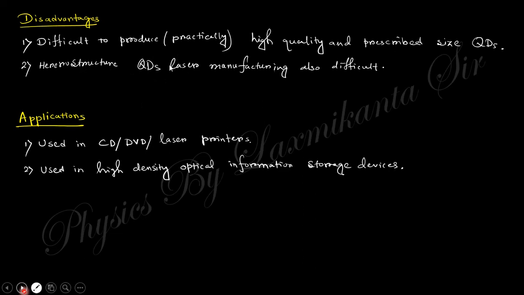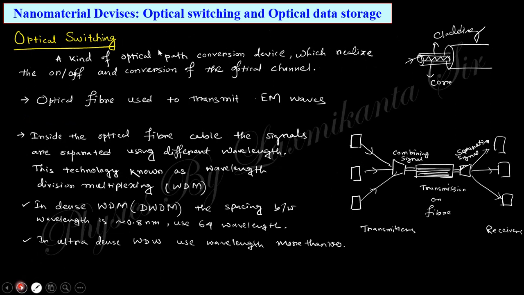The disadvantage is that it is difficult to produce high quality, precise size quantum dots, and heterostructure quantum dot manufacturing is also difficult. Applications are used in CDs, DVDs, laser printers, and in high density optical information storage devices. Next one is the optical switching and optical data storage.